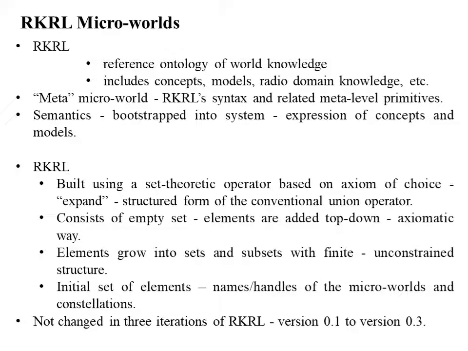RKRL initially consists of the empty set to which elements are added top-down in an axiomatic way. Elements grow into sets and subsets with finite but otherwise unconstrained structure. The initial set of elements comprises the names, that is, the handles of the micro-worlds and constellations. These have not changed much in the last 3 iterations of RKRL, right from version 1 to the current version 3.